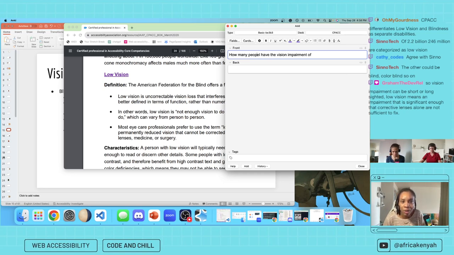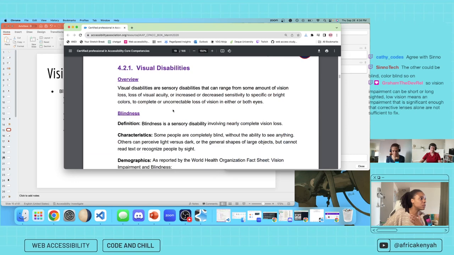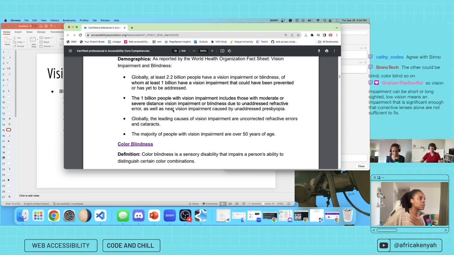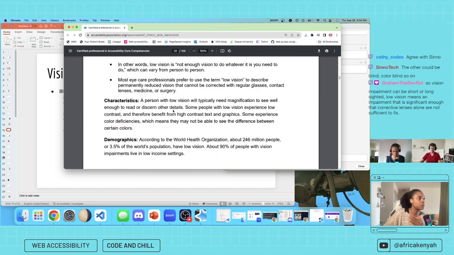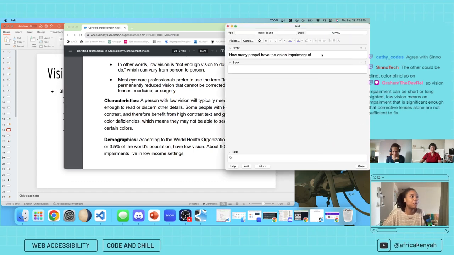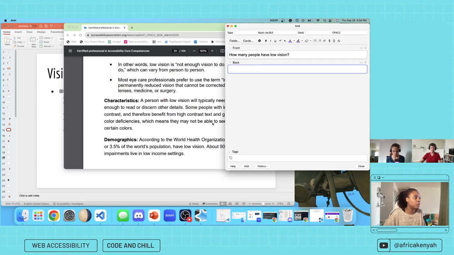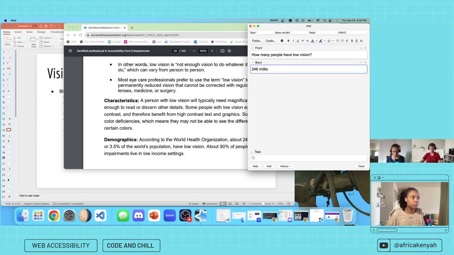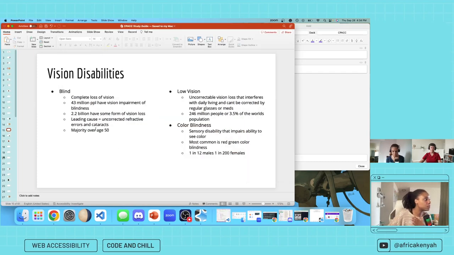Graham said, so vision impairment can be short or long-sighted. Low vision means an impairment that is significant enough that corrective lenses alone are not sufficient to fix. Okay, I think I was just reading this wrong. I see now it's differentiating both. All right, so I'm just gonna put how many people have low vision. And that would be 246 million people, or 3.5% of the world's population.